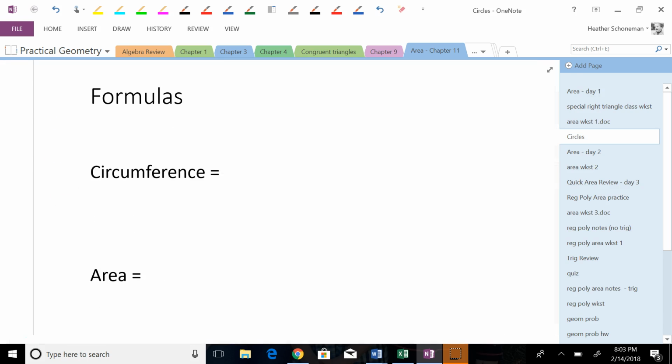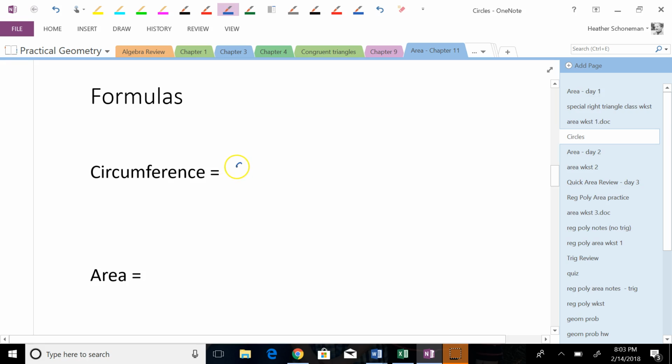Okay, so we have formulas. For circumference, there's two things that we can write. Now, I want you to pause the video and get out your formula sheet that you got last class. And on the back of the formula sheet, there's a space for circumference and there's a space for area of a circle. And that's where you're going to add these in. So pause the video until you get the sheet and come back to it.